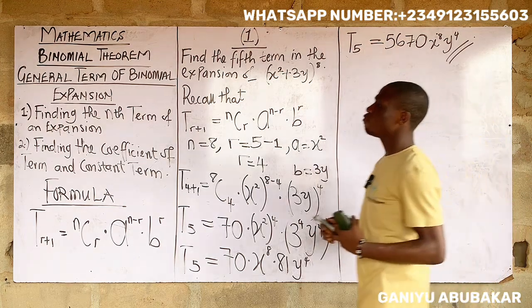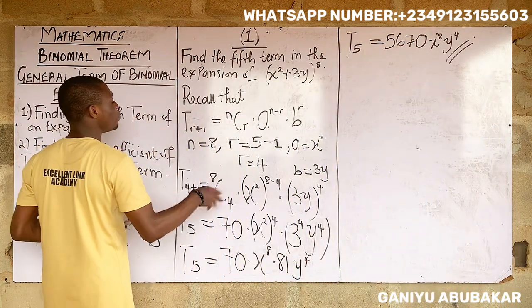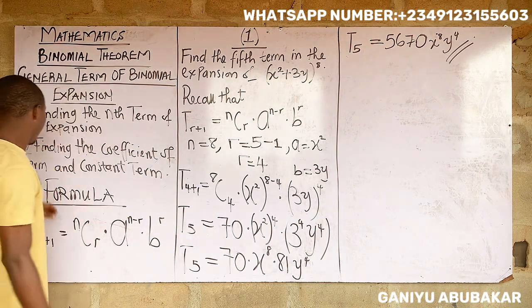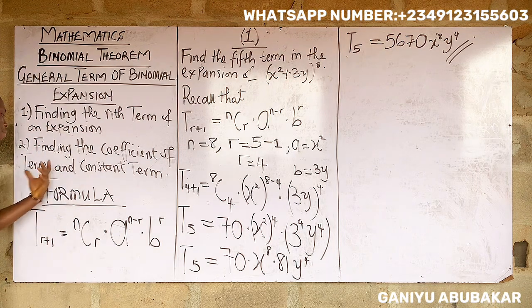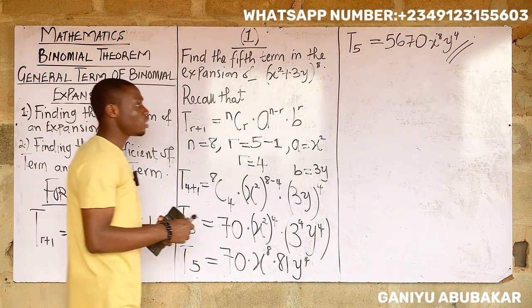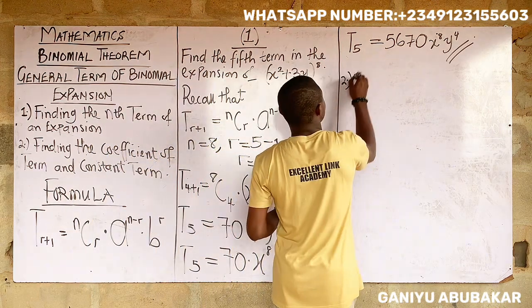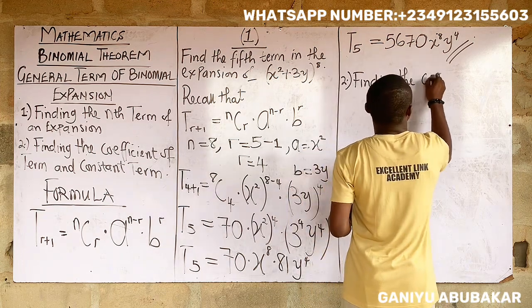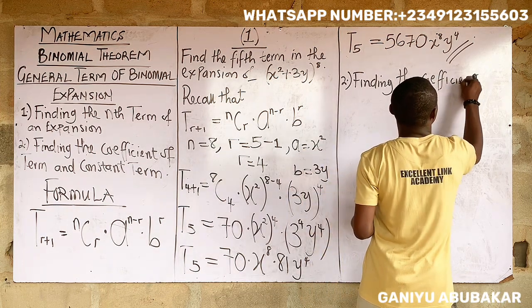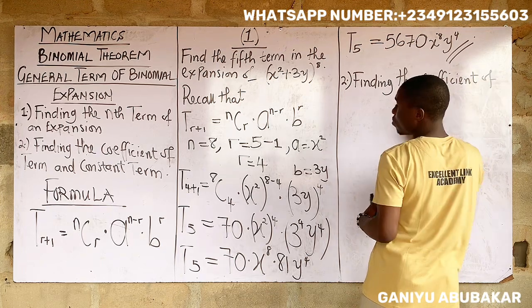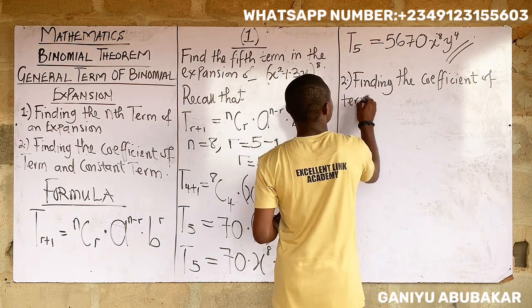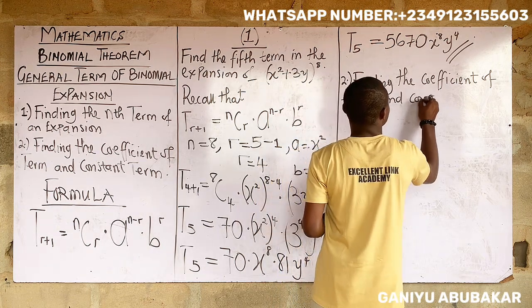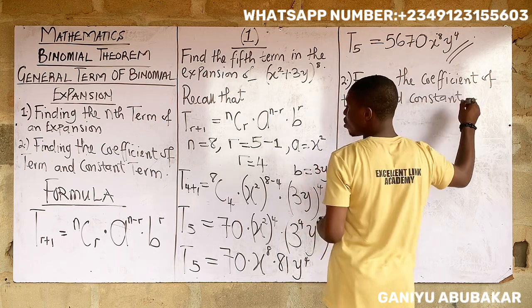So note that when it comes to finding the nth term of an expansion, you will always be given r, right? That's the concept. Let's do the second one, called find the coefficient of a term in an expansion. Let's do the second one, please. Number 2 there. Finding the coefficient of a term in an expansion.